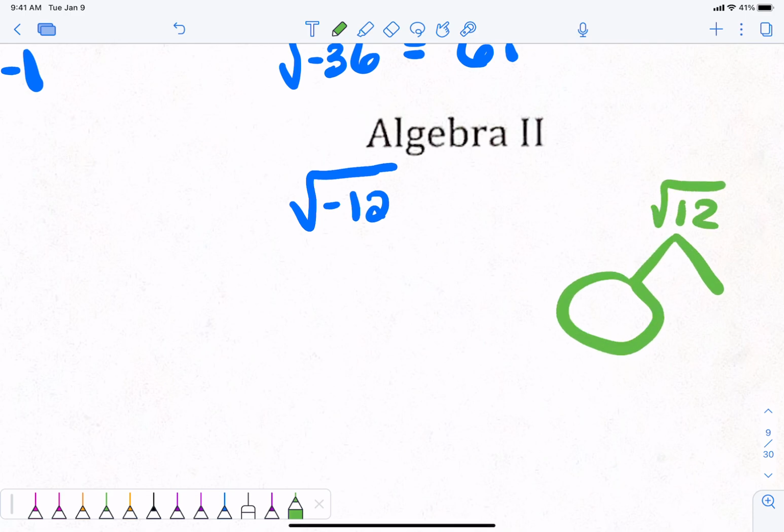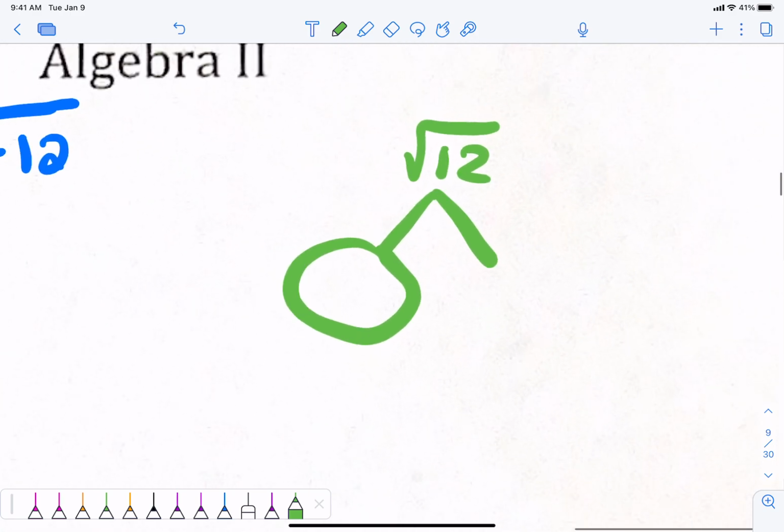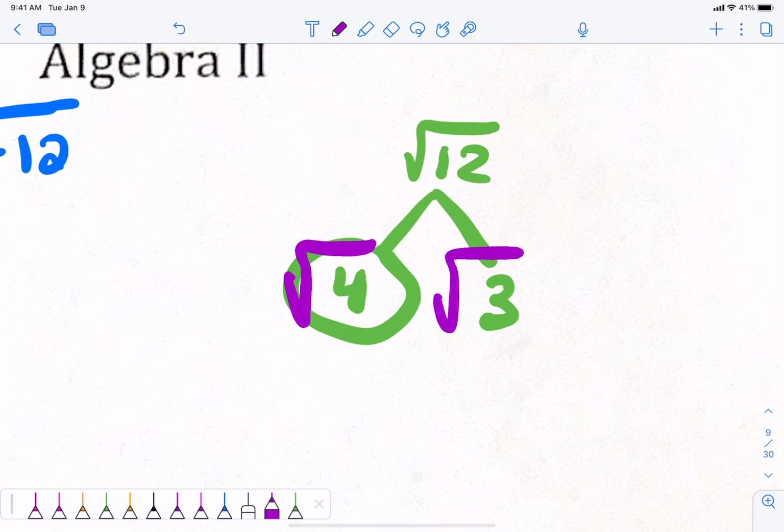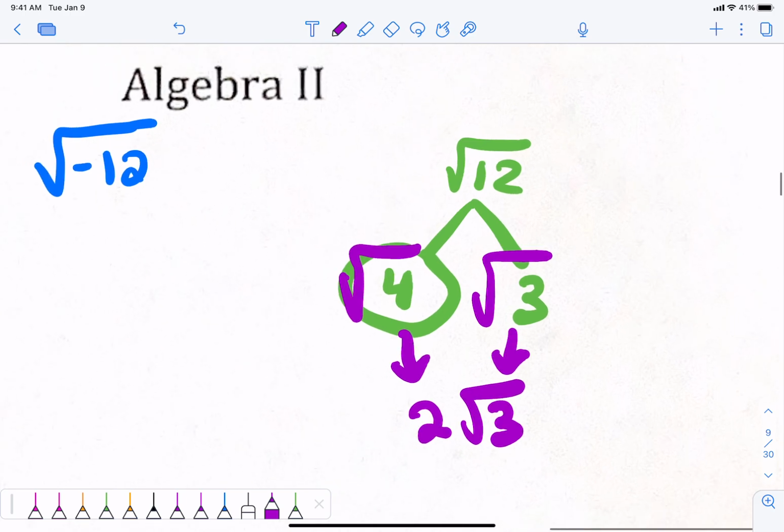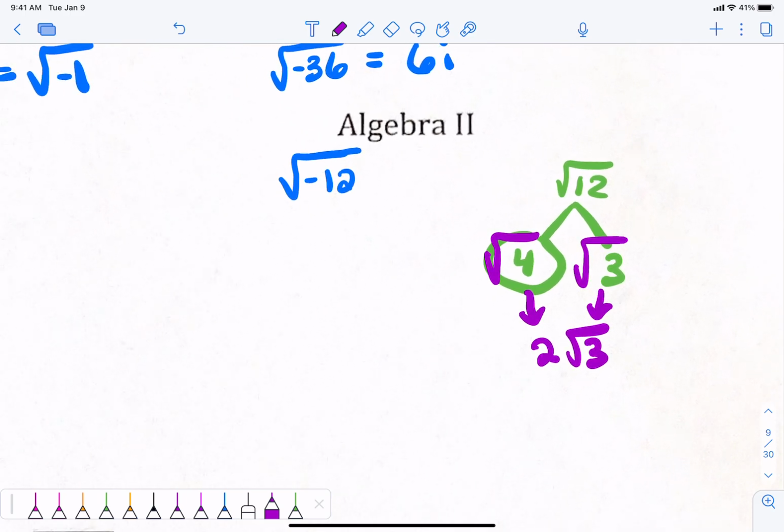Do you remember doing this in chapter 0? The square root of 12 breaks down into 2 numbers. I want numbers that I can take the perfect square root of: 4 and 3. So the square root of 4 times the square root of 3 gives me the square root of 12. But what is the square root of 4? 2. And the square root of 3? It doesn't come out nicely, so it's just the square root of 3. So the square root of -12 will become 2 square root of 3, but we need i in there.